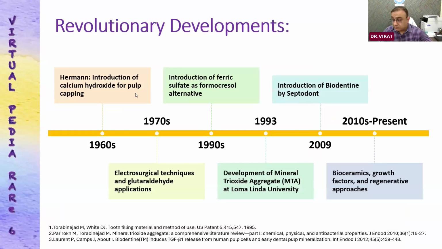With the introduction of calcium hydroxide in the 1960s, pulp capping was started with the introduction by Hermann, and later by 1993, MTA was introduced by Torabinejad at Loma Linda University, which paved the way for various bioceramic regenerative materials, including Biodentine.